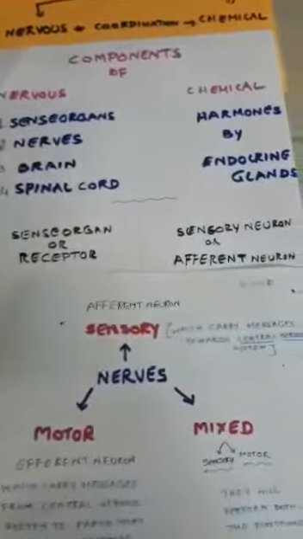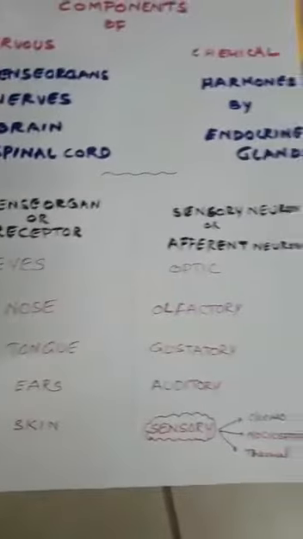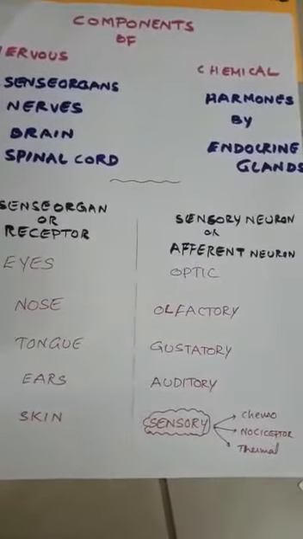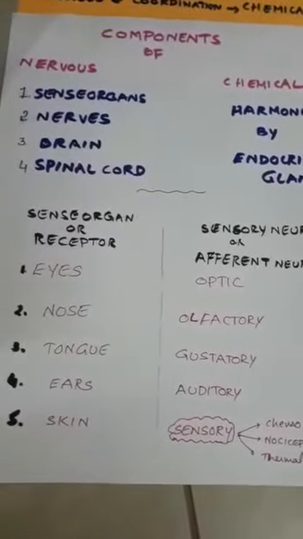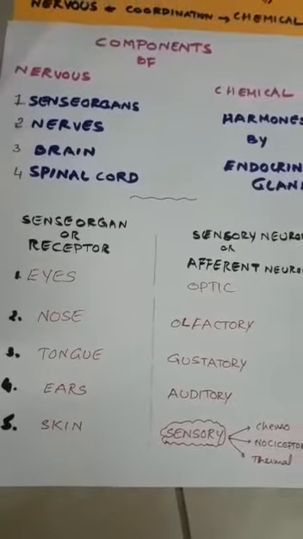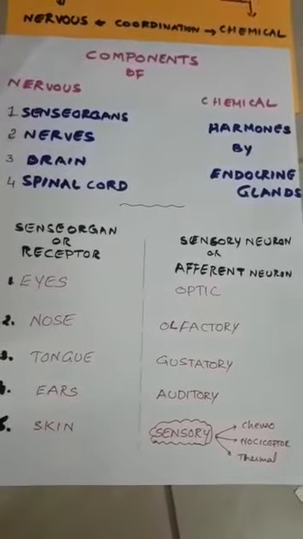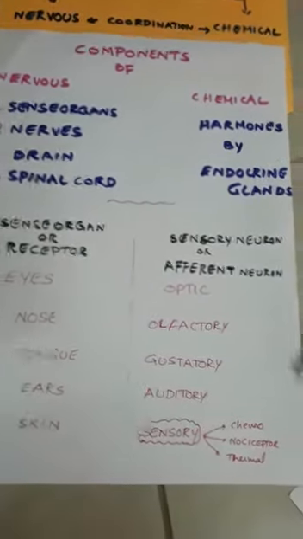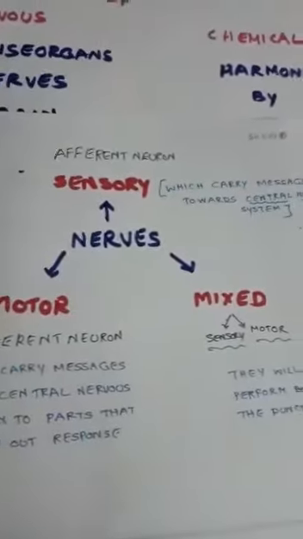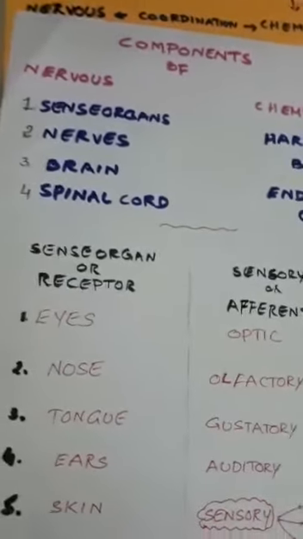Sense organs: we discussed that we have 5 sense organs and they are connected with the receptors: eyes, optic; nose, olfactory; tongue, gustatory; ears, auditory; skin, of different types. Sensory nerves, that's why we can just call them sensory nerves. Then we discussed the nerves. The nerves are 3 types: sensory nerves, motor nerves and mixed nerves. Then we discussed the brain, parts and functions of the brain.